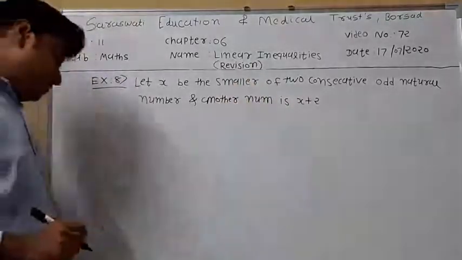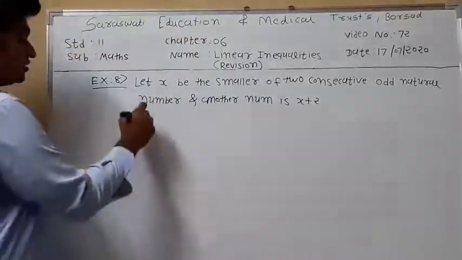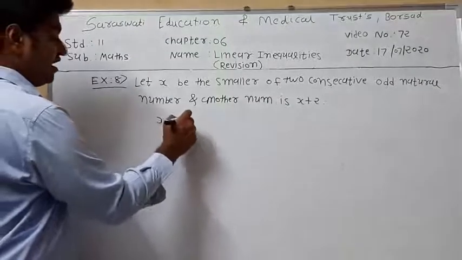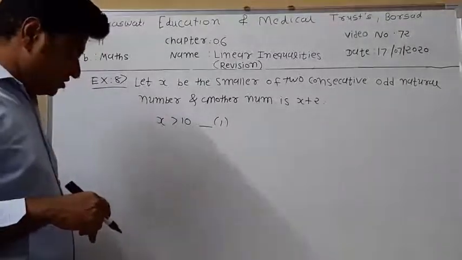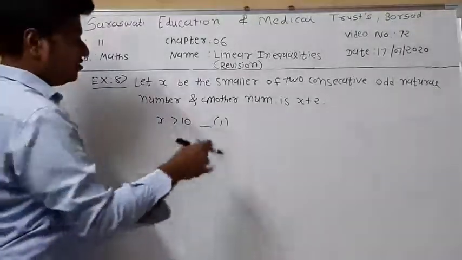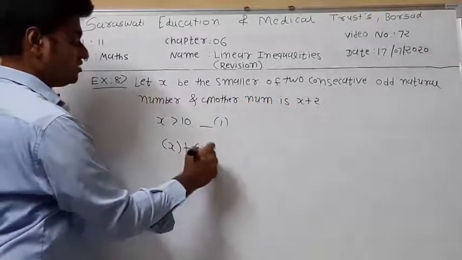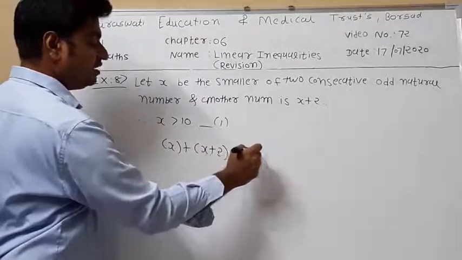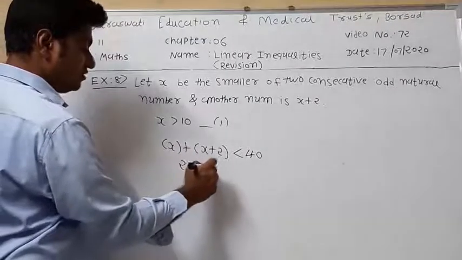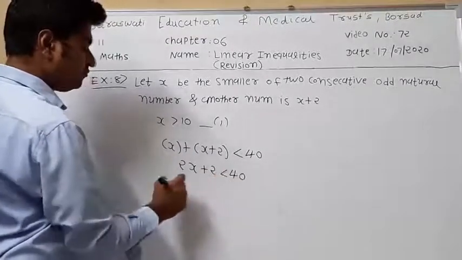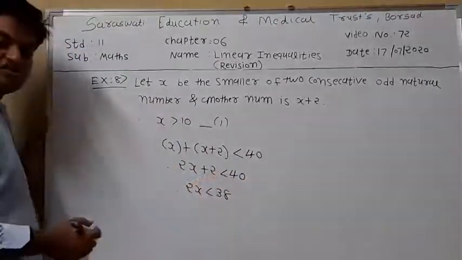Now the condition is that both are larger than 10, so we can write x greater than 10. This is equation 1. And such that their sum is less than 40. Their sum is x plus x plus 2 less than 40. Now simplify: 2x plus 2 less than 40. So 2x less than 38, since 40 minus 2 is 38.